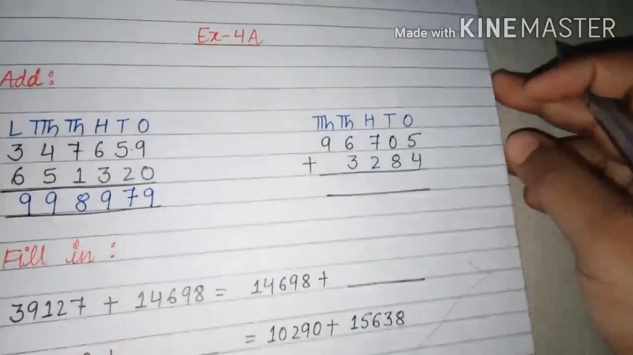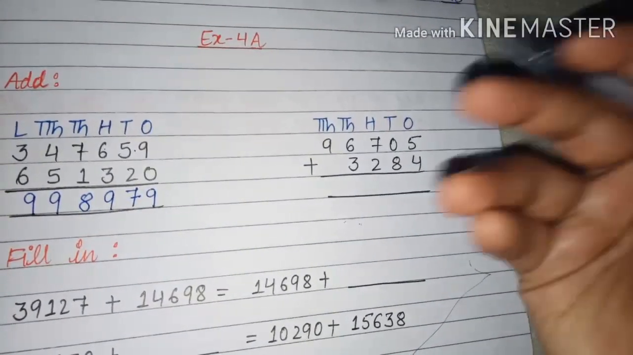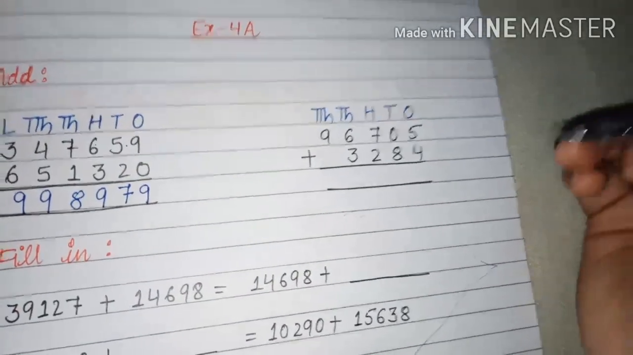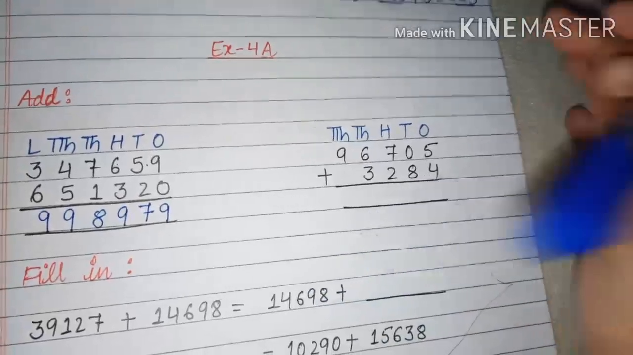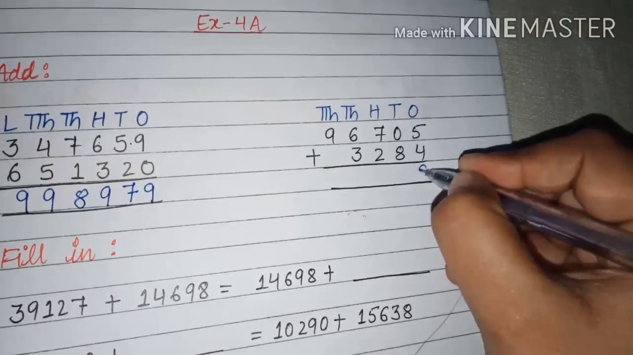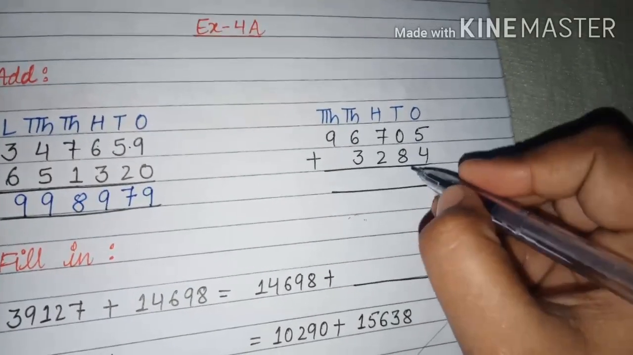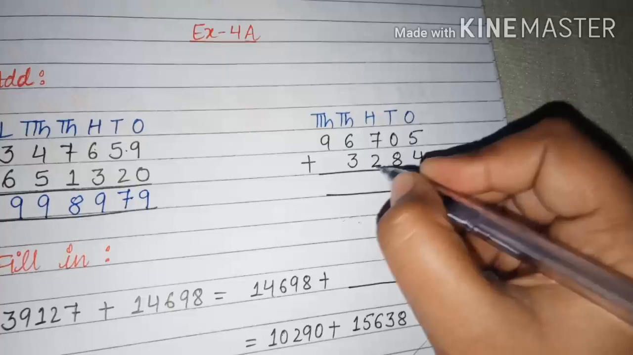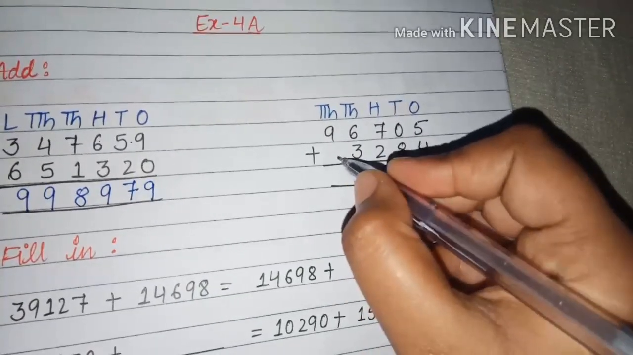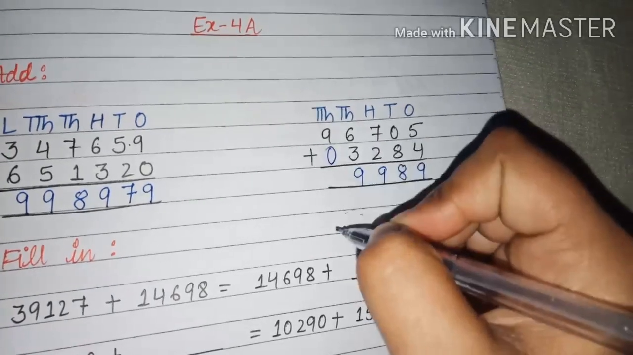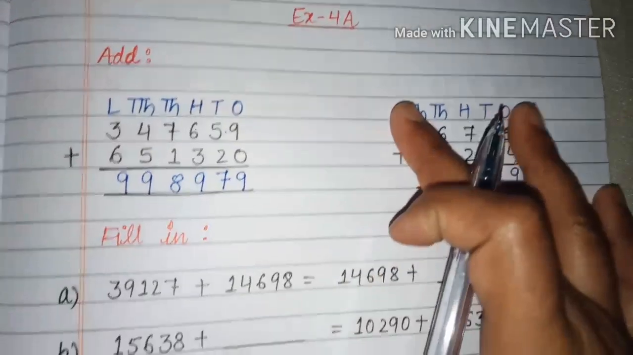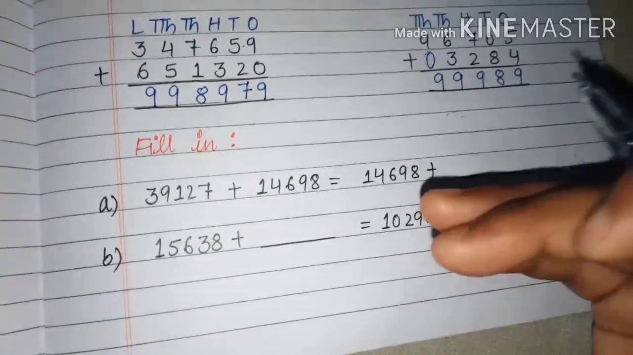Now next question. In this question we have a 5 digit number and a 4 digit number. So how should we add them? Just the same, start with the ones digit. 5 plus 4 is 9, 0 plus 8 is 8, 7 plus 2 is 9, 6 plus 3 is again 9, and with 9 there is nothing, so you can consider it as 0, and it is also 9. Is it clear?